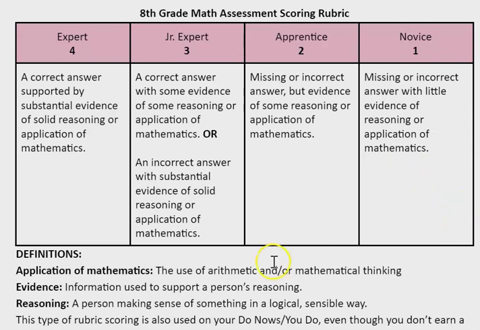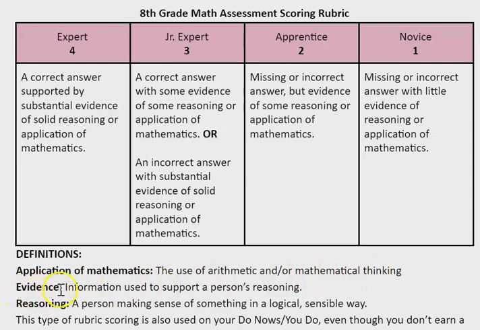So let's go over some definitions here. Application of mathematics is defined as the use of arithmetic and/or mathematical thinking. So I could be doing 2 plus 2, or I could be doing every even number, or something like that. And you remember that from our exercise we did with the Taco Tuesday. That's mathematical thinking.